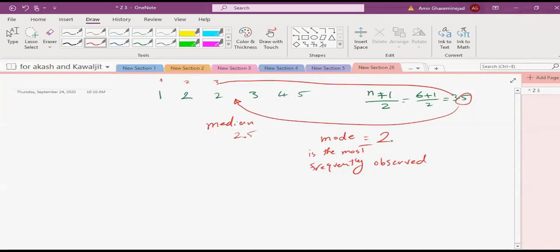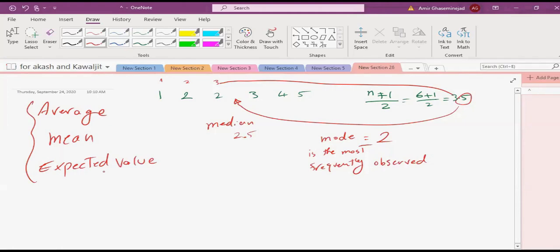From one point of view, the most frequent thing that is happening is two. From another point of view, the median is also central, from the point of view that half of the observations are less than it and half of the observations are more than it. But there is a measure of central tendency that people in your lives have been asking you about, and that is average. Average or mean or expected value, these are synonyms, okay? Is another measure of central tendency.